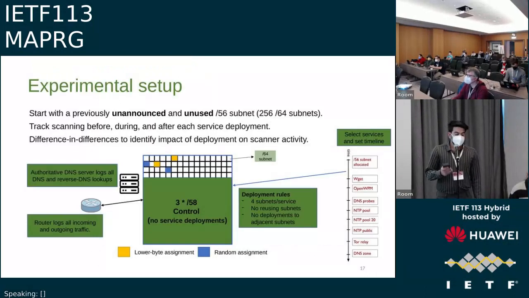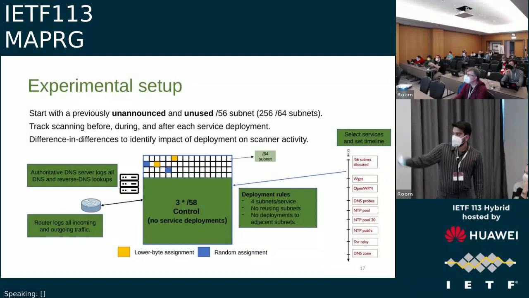Just to give you an overview of my experimental setup: the grid that you see is divided up into four /58s. One of them is used to run our services, and the other three are control ones, so nothing was ever run in them. These are all the services that we ran for the entirety of our experiment. The reason for running these services is to incite scanners, to tell them that yes, this is an active address space and you should look for stuff in here, because we give them a signal that we are running stuff here and you're likely to find more addresses near, because you simply cannot brute force everything. We capture all DNS and reverse DNS lookup logs and all the incoming traffic from a router that was pointed here.